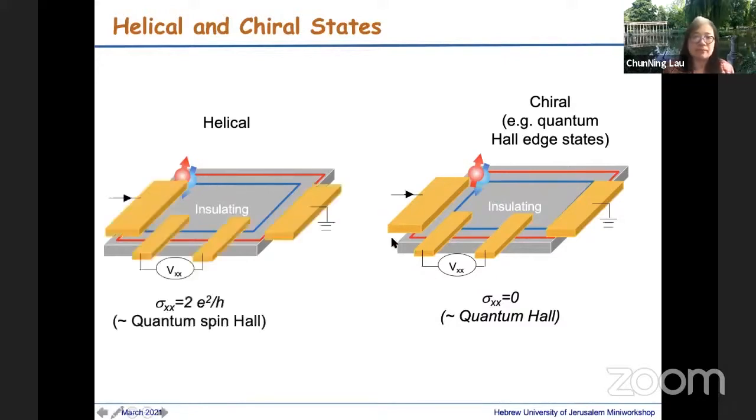In contrast, in the helical edge state, if we do the same measurement, we're going to measure a quantized conductance, for example, 2e squared over h. In the picture I'm showing, it's actually one pair, or some would call it one helical edge state. It actually consists of a pair of counter-propagating spin polarized edge states. So in this case, we're going to measure a longitudinal resistance of h over 2e squared, a longitudinal conductance of 2e squared over h, two times the conductance quantum.